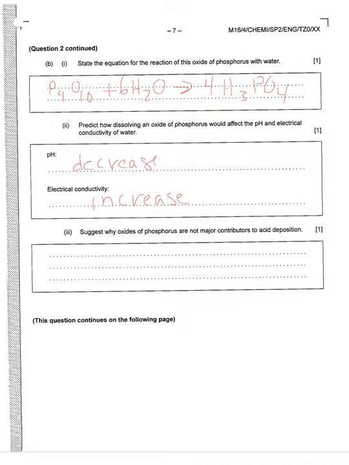Number 3, suggest why oxides of phosphorus are not major contributors to acid deposition. Phosphoric acid, remember, is a weak acid, not strong like HNO3 or H2SO4, which are the main contributors to acid deposition.